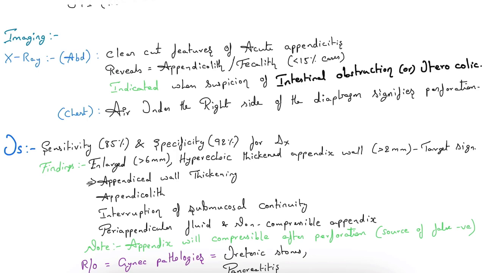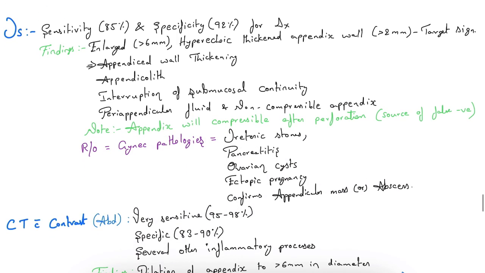So for ruling out that, we have to do a chest X-ray. Next one, ultrasound. Ultrasound is the best option because it has very good sensitivity, about 85% sensitivity and 92% specificity for diagnosis. We can easily find if the appendix is enlarged greater than 6 mm, then we have to suspect appendicitis, like a hyperechoic and thickened appendix wall because of inflammation, greater than 2 mm.